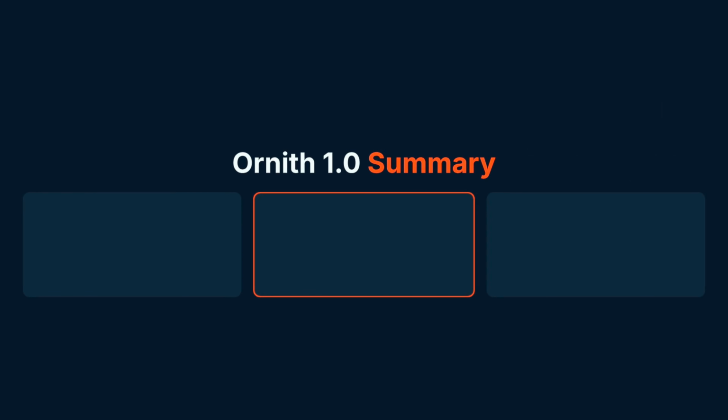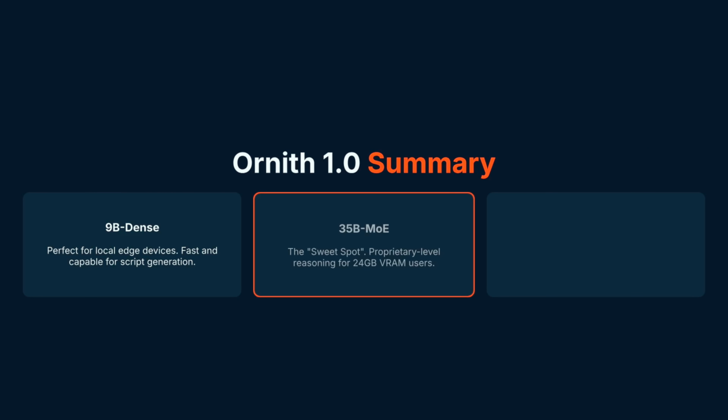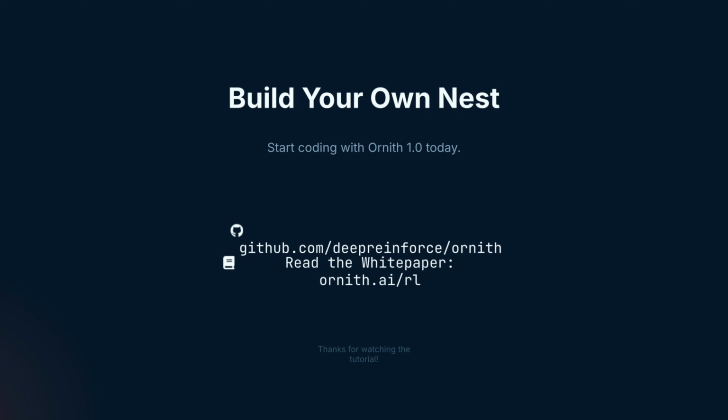Ornith 1.0 comes in 3 sizes. The 9B dense model is perfect for fast tasks on edge devices. The 35B-MoE is the sweet spot for 24 GB VRAM users, while the 397B-MoE offers frontier-class performance for large-scale repository engineering. Ready to build your own agent?